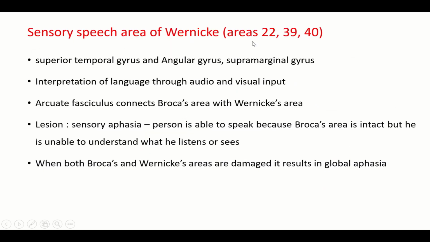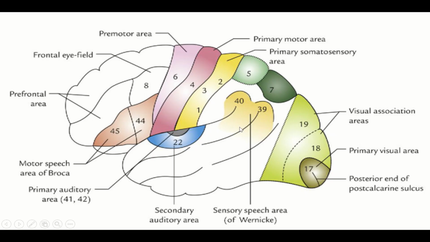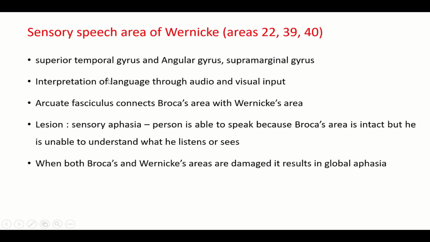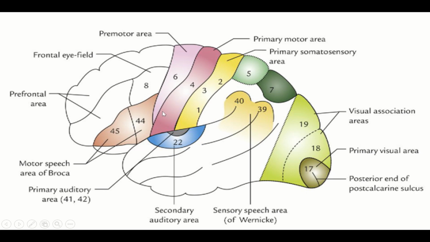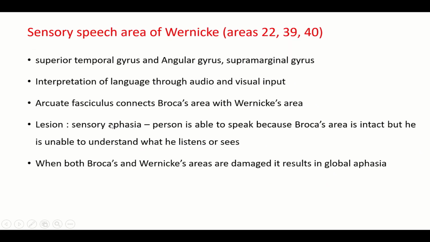Now the sensory speech area of Wernicke, as you can see here, is area number 22, area number 39, and area number 40. This will be the supramarginal gyrus, this will be the angular gyrus, and this will be the posterior part of the superior temporal gyrus. All these three areas together are called the sensory speech area of Wernicke. It is for interpretation of language through audio and visual input. This Wernicke's area is connected to Broca's area through the arcuate fasciculus.